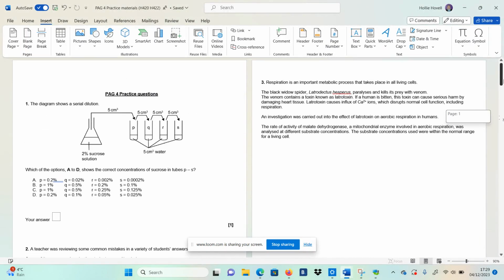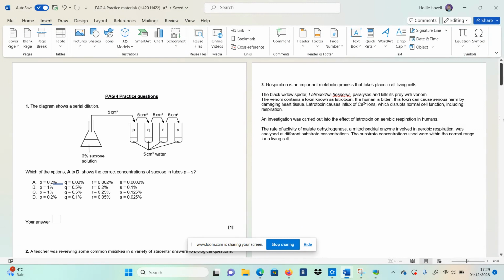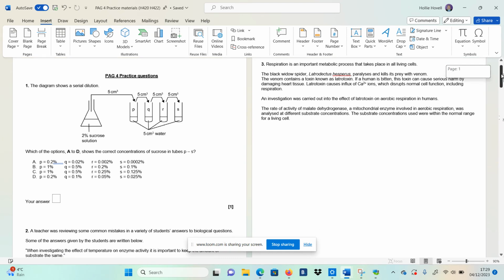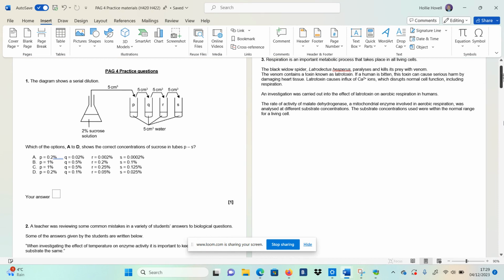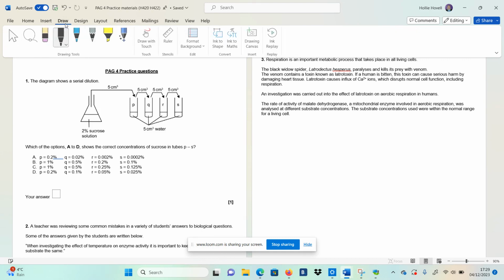So what I'm going to do here is talk through these PAG 4 related exam questions. They're not exactly about the experiment, but they're related to the experiment. Depending when you're watching this video, you might not have learned everything you need to answer these questions yet, but I can talk you through it, and if you're watching it at the end of the course, then you will have done everything. So let's have a look at question number 1.